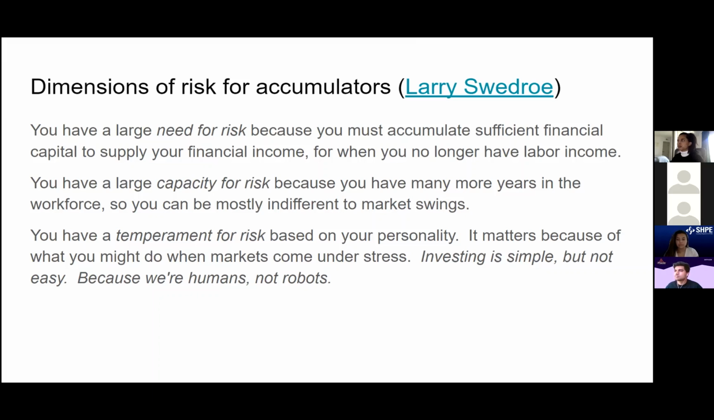You need enough risk in order to have a rate of return that's sufficient to save enough. And as a young person just joining the workforce, since you're not taking distributions, you have a high capacity for risk. About every 10 years, the markets go haywire. But you, as an accumulator, are kind of indifferent, because you care about what's true in 20 or 30 or 40 years from now. So you have a large capacity for risk, so you can tolerate market swings.